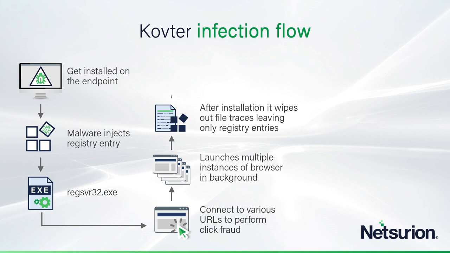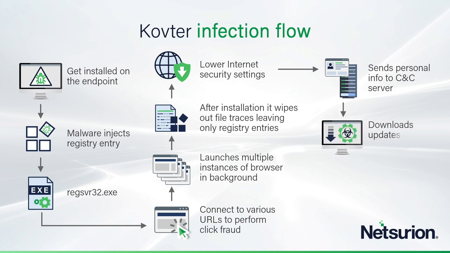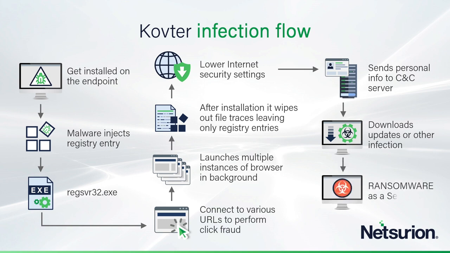It also does some other sneaky things. It lowers your internet security settings and it sends personal information to a command and control server. This is important because you can now be marked as a victim, as somebody that has Kovter. And since Kovter has the ability to download updates or other infections, it means that this can be used for ransomware as a service, where your endpoint is auctioned off to somebody else because you got the initial infection through Kovter. So it's quite important to be able to detect and remove this silly thing.